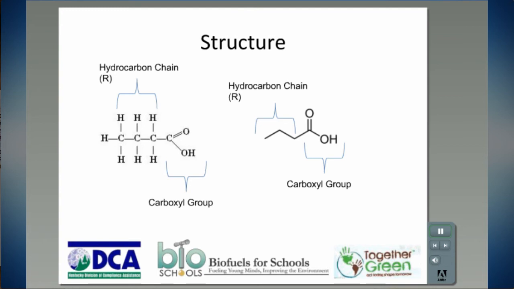This is butyric acid. Here you see two ways of representing the chemical structure of this particular fatty acid. The hydrocarbon chain is referred to as the tail. The carboxyl group is represented by 1 carbon, 2 oxygen atoms, and 1 hydrogen atom.